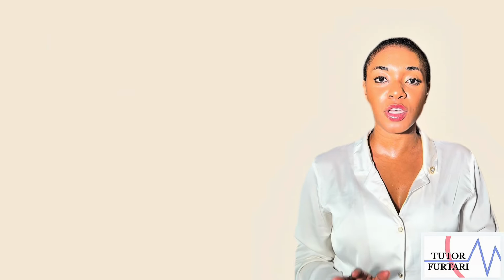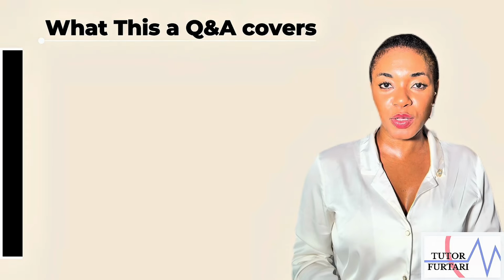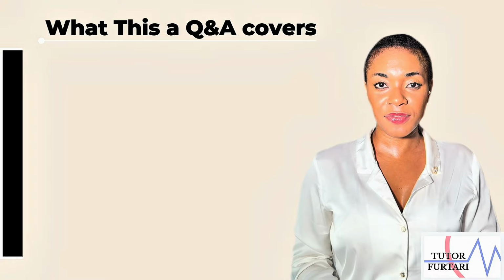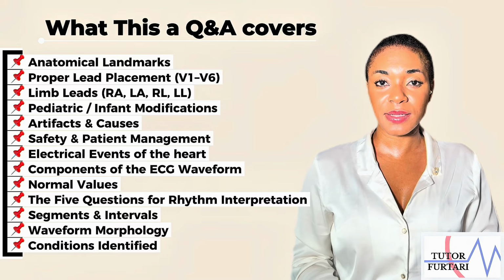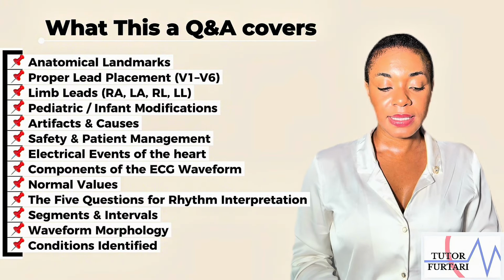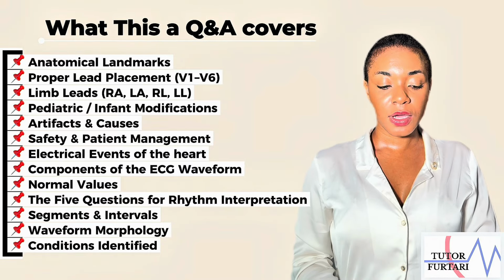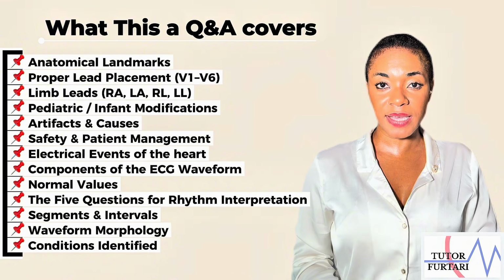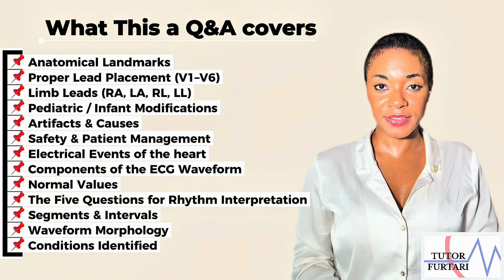This chapter covers the core topics of EKG. It covers the anatomical landmarks, the leads V1 to V6, the lean leads, pediatric or infant modifications, artifacts and causes, safety and patient management, electrical events, components of the ECG waves, the 5 questions for rhythm interpretations, segments and intervals, waveform morphology, and condition identified.